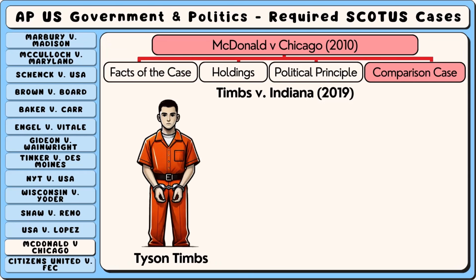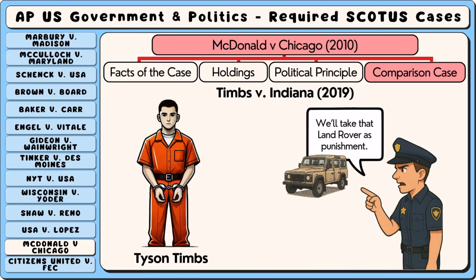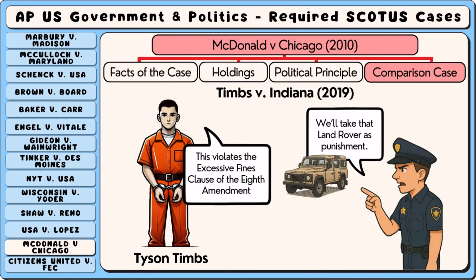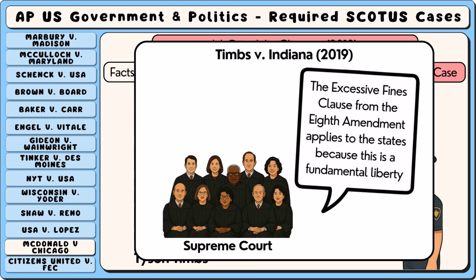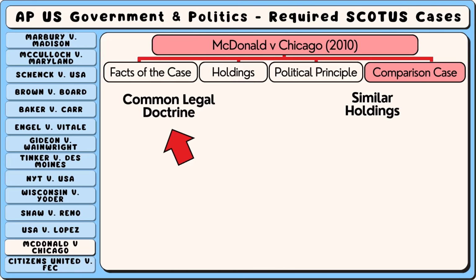In Timbs versus Indiana, a man named Tyson Timbs was arrested for a drug offense, and the state seized his expensive Land Rover as punishment. He argued that this violated the excessive fines clause of the Eighth Amendment in the Bill of Rights, which stated that people couldn't be punished with fines that were unreasonably high. Indiana argued that the excessive fines clause doesn't apply to states. The Supreme Court agreed with Timbs and held that the excessive fines clause applies to the states because this is a fundamental liberty.